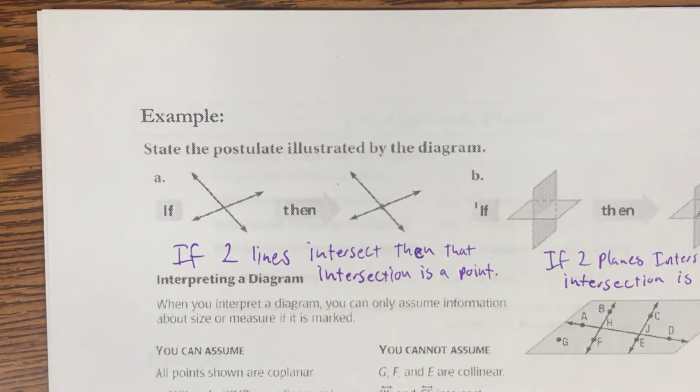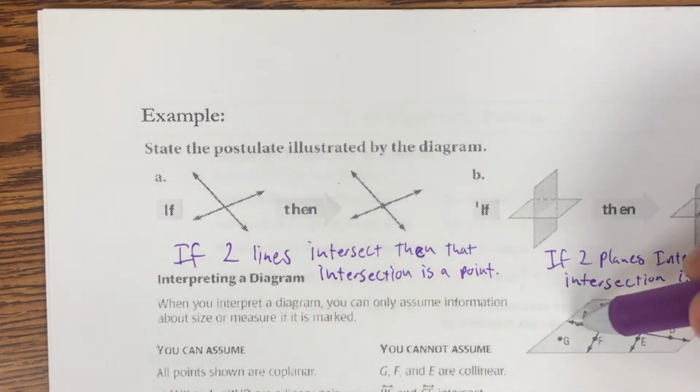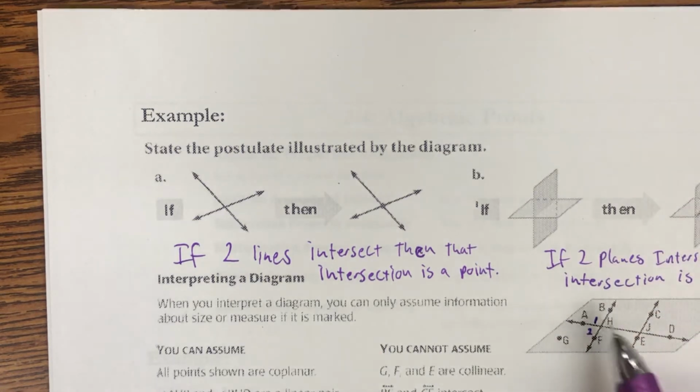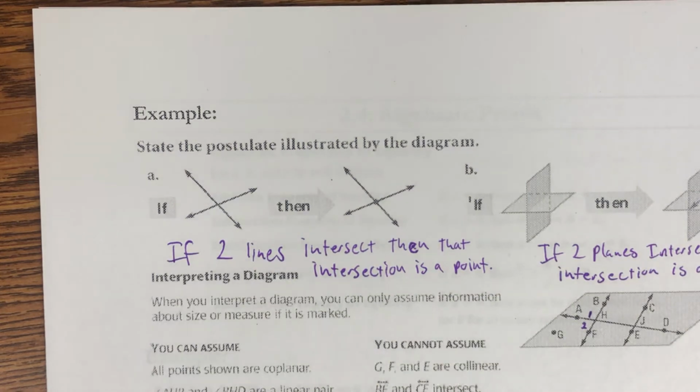A couple other things we can assume is we can assume that a line is a line. Therefore, these 2 angles, let's call this angle 1, and let's call this angle 2. So let's call it AHB and AHF. Those 2 angles have to be a linear pair. They would add up to 180 because if it looks like a line, we assume it's a line.